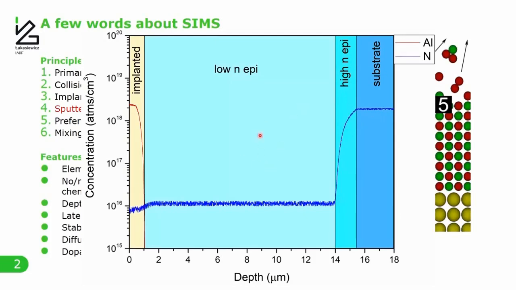Okay, and here I would like to show you a very typical application, very important in the semiconductor industry. Here's a depth profile of a silicon carbide diode. We can see a p-type layer where aluminum was implanted in the silicon carbide material.